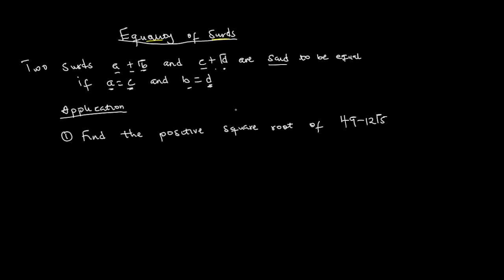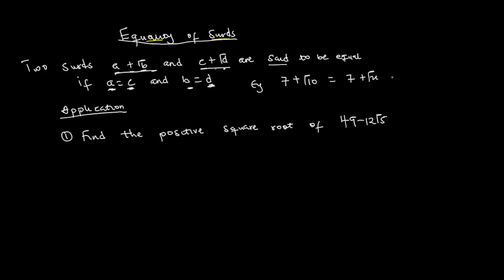Welcome to AD Mathematics, and in this video we are going to look at equality of surds. Now we say two surds, one of the form a plus root of b, and the other of the form c plus root of d, are said to be equal if a is equal to c and b is equal to d.